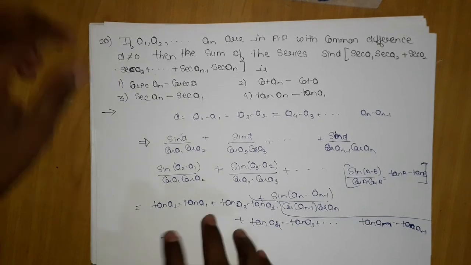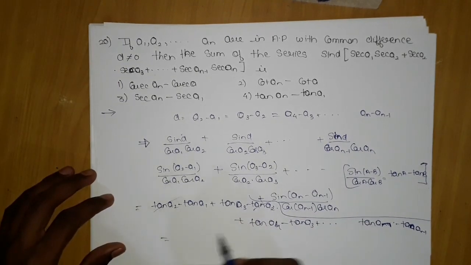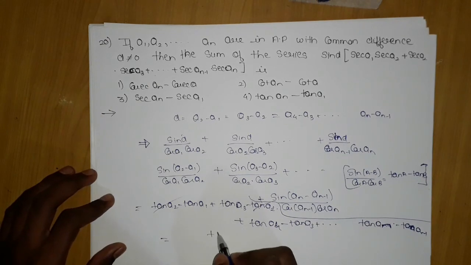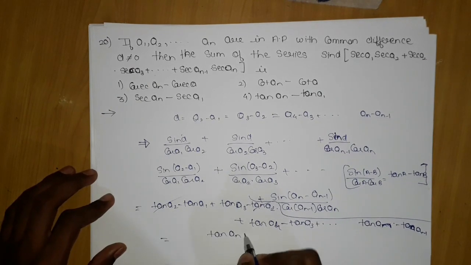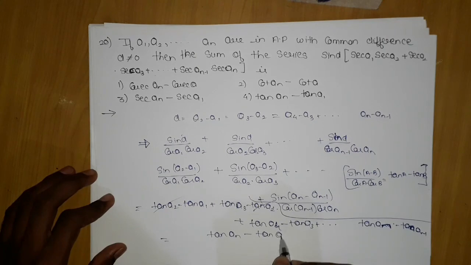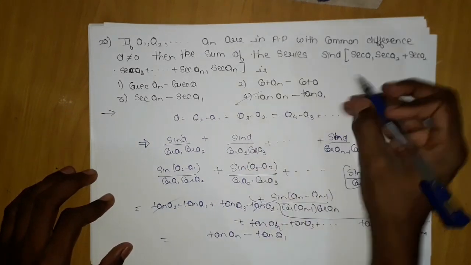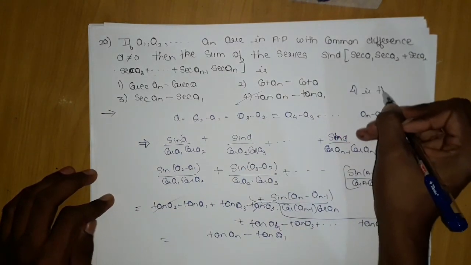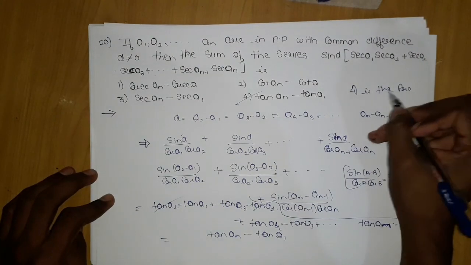So here you can see tan a2 will cancel out, similarly all terms will cancel out, giving me my final answer tan an minus tan a1, which is nothing but this fourth option. So 4 is the answer. So we are done with this problem solving lecture. Fourth is the answer.